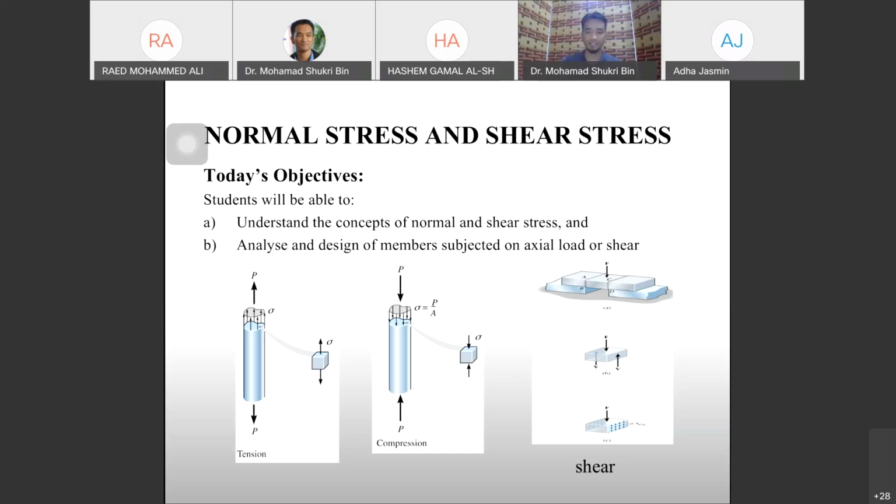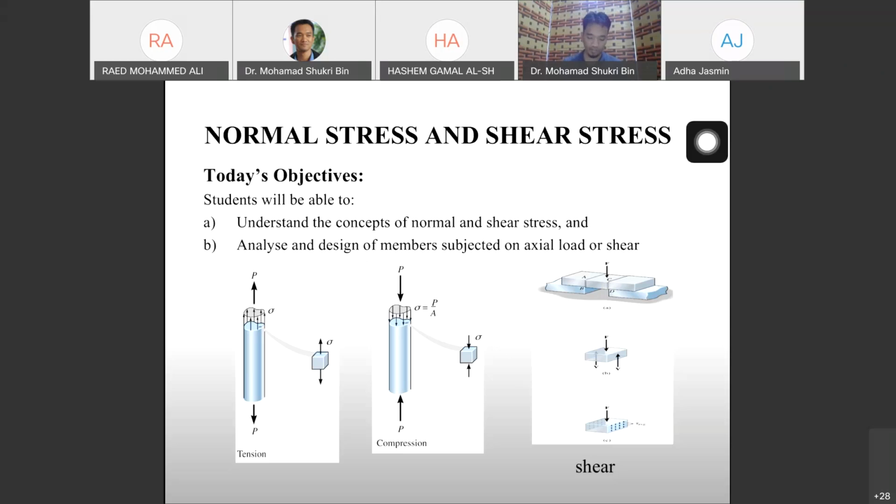Stress in Malay is actually tekanan, or stress, alright. So stress, we learn the normal stress and shear stress for today's lecture. So today's objective, you will need to understand the concept of normal and shear stress, right? And analyze the design of members subjected to axial load or shear load, right?